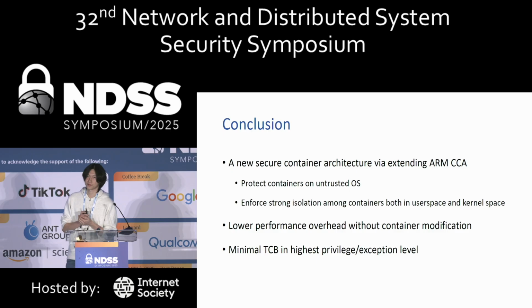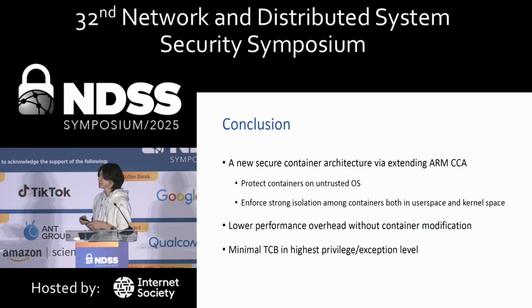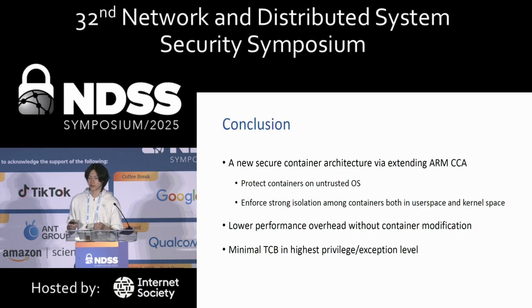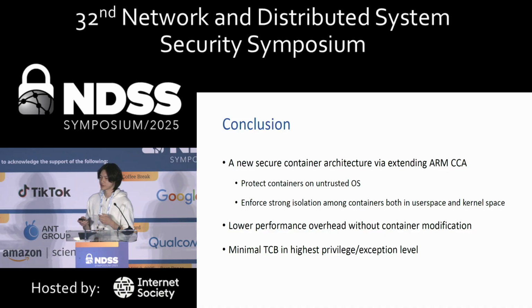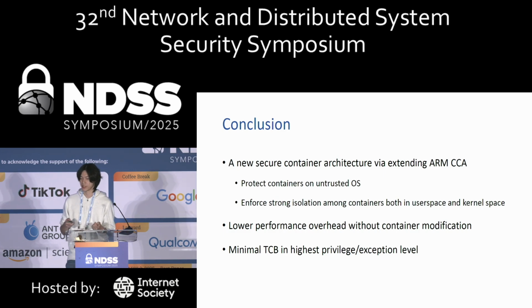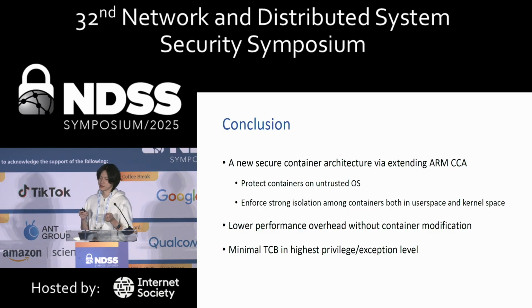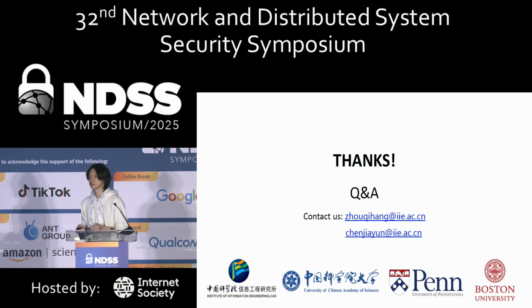The conclusion is, in this work, we introduce our RContainer, a new secure container architecture via extending the ARM CCA mechanism. It protects containers on an untrusted OS and enforces strong isolation among containers in both user space and kernel space. It has lower performance overhead without container modification, and it has a minimal TCB in the highest privilege, as we know, EL3. Thank you. If you have more questions, feel free to ask.